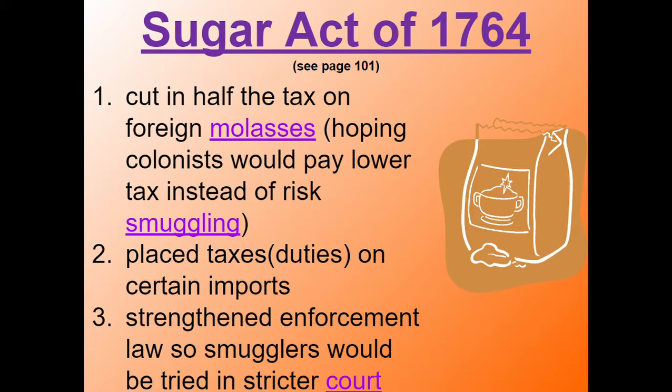Next will be the Sugar Act of 1764. The Sugar Act, much like the Navigation Act, is going to be a way of raising money. And it's a pretty ingenious way. They're going to cut in half the tax on foreign molasses, hoping colonists would pay lower taxes instead of risking smuggling. They place the taxes or the duties on certain imports. And they strengthen the enforcement of the law so smugglers would be tried in a stricter court.